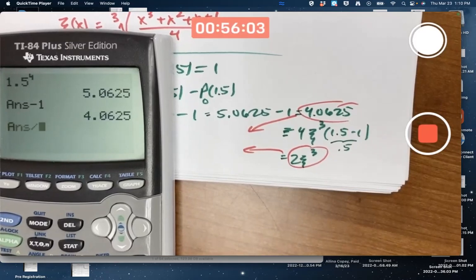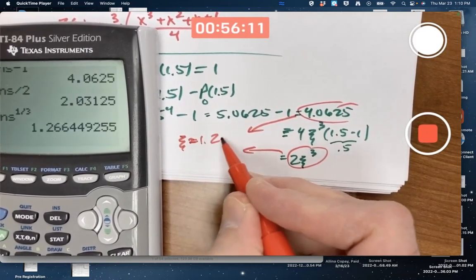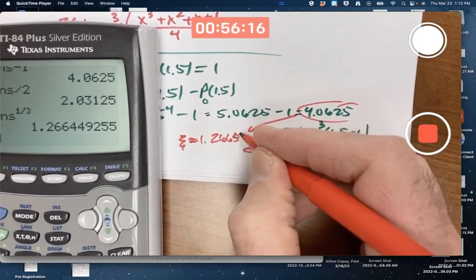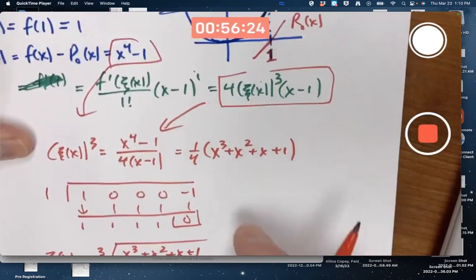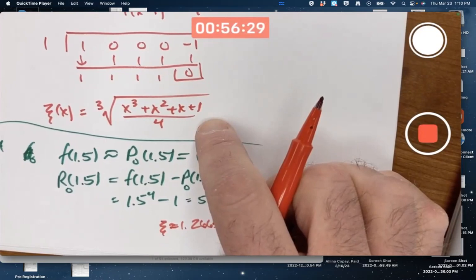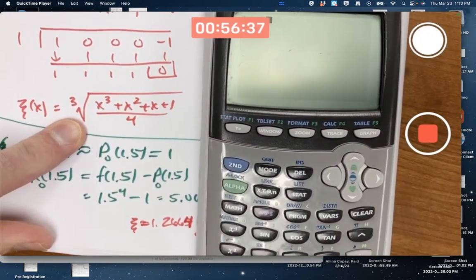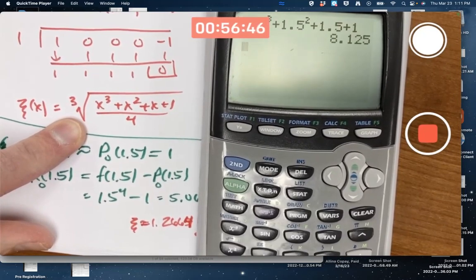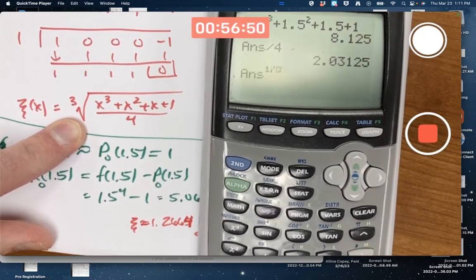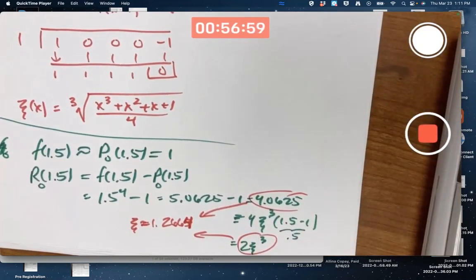On my calculator, subtract 1, divide by 2, then take a cube root. c is about 1.2665, or I guess I rounded incorrectly there, 1.2664. And that should be the same number you'd get if you plugged x equals 1.5 into that function. Should we try it? Okay, let's go ahead and try it. Plug in 1.5 for x into that function. 1.5 cubed plus 1.5 squared plus 1.5 plus 1, all divided by 4. Take the cube root. Yep, same number. So more typically, people just do it simpler. But I want to illustrate the theorem, so I'm trying to show you that you can't actually even figure out what c of x is as a function sometimes.